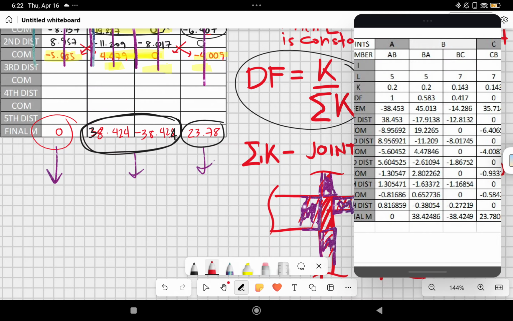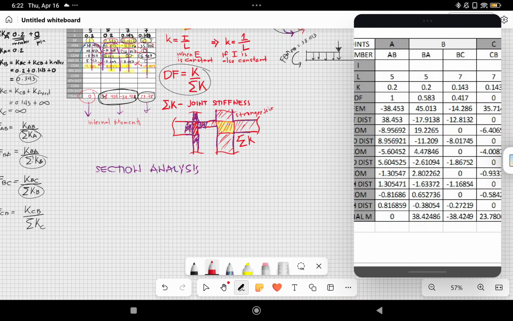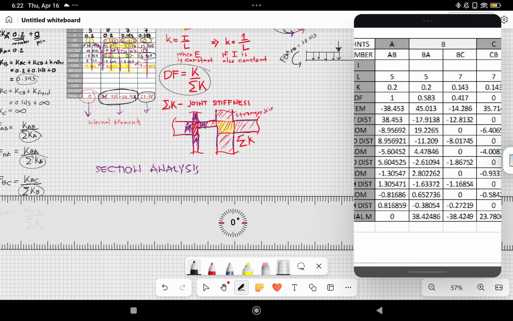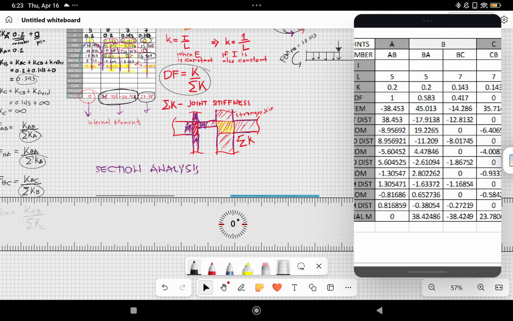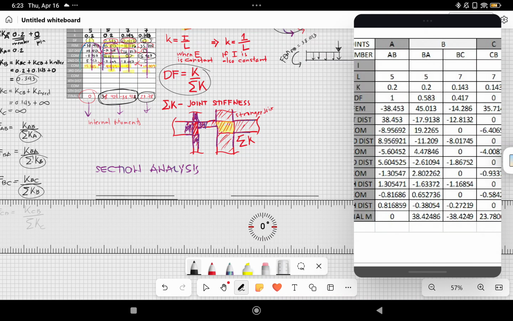And then we reflect these final moments. These final moments reflect the internal moments. Okay? So if we do a section analysis, we dismember the beam. Mapuputulin natin yung beam.